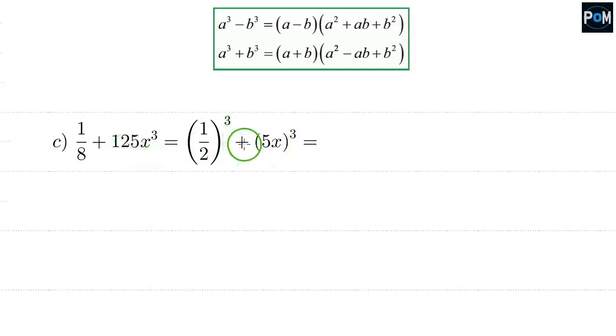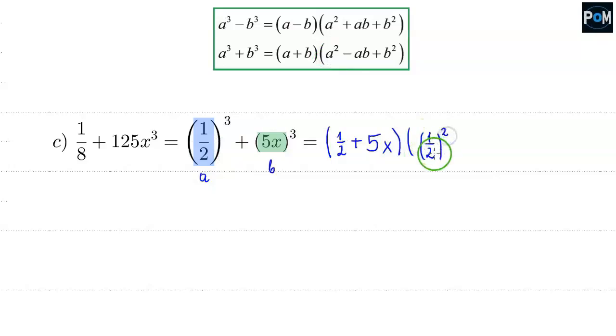So now we can see the sum of cubes. So we'll use the formula. Our a is 1/2, and our b is 5x. And in parentheses, we need to write a plus b, which is 1/2 because this is a, plus b, which means plus 5x. And in the second parentheses, first we need a squared, that is 1/2 squared. The fraction must definitely be put in parentheses. Then we have minus a times b, which is 1/2 times b, meaning times 5x. This is a times b plus b squared, which is 5x squared.